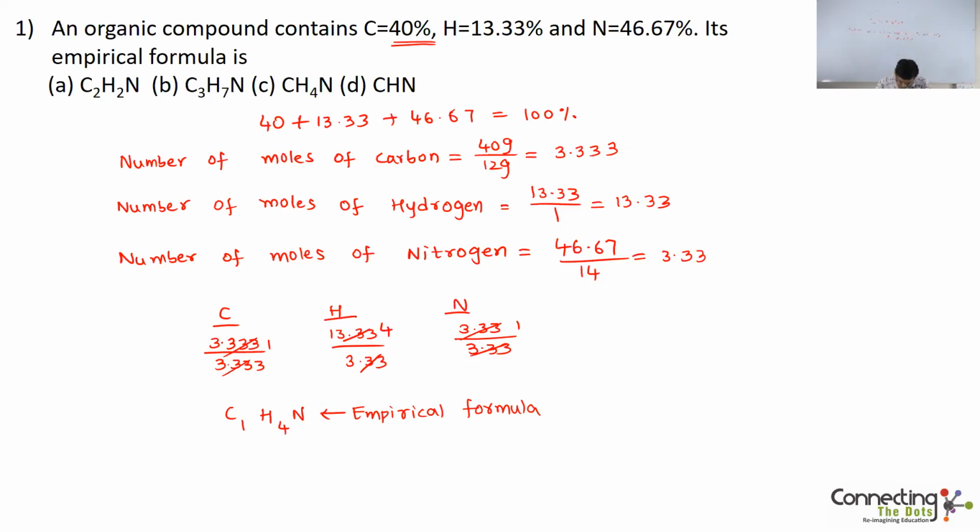The answer from the given options is CH4N. So that will be the answer for the first question. The way is very simple. First find out the number of moles, then take the smallest number and divide all the numbers by that number. Then you get the simplest ratio. So that will be the empirical formula.